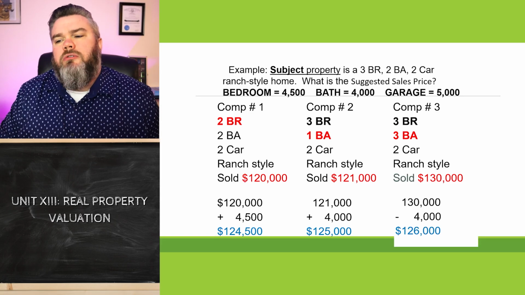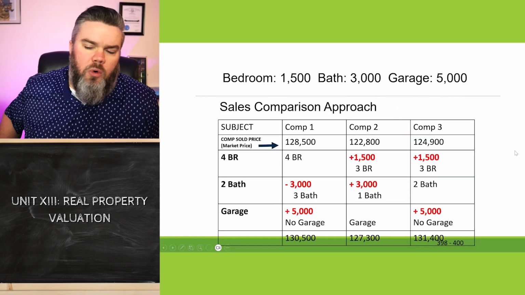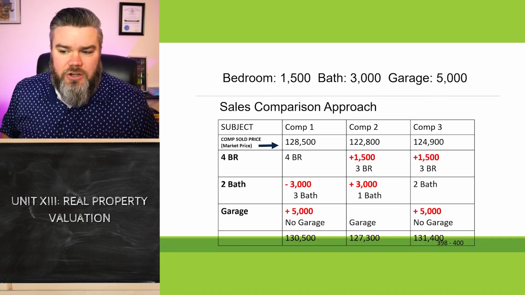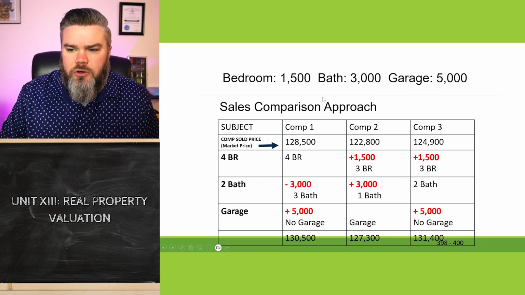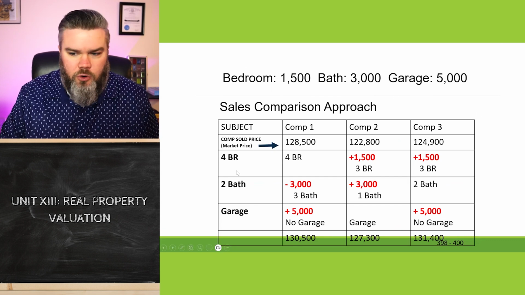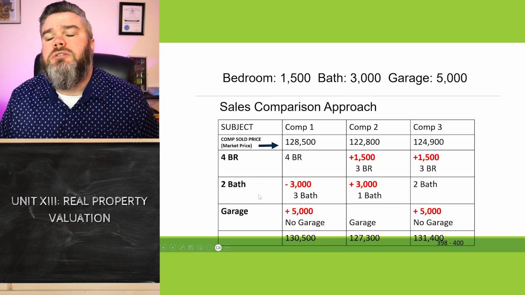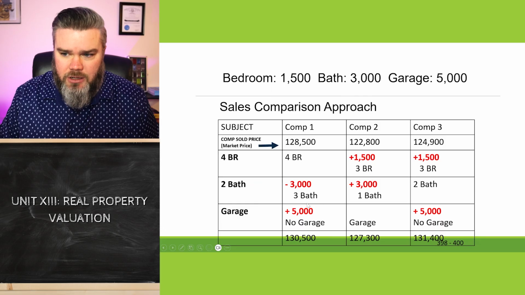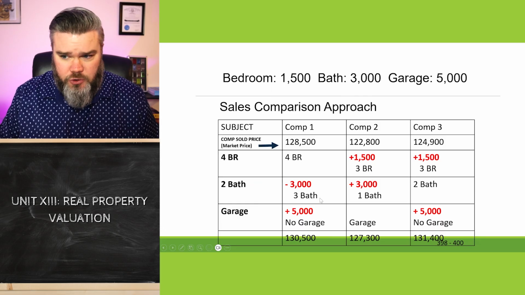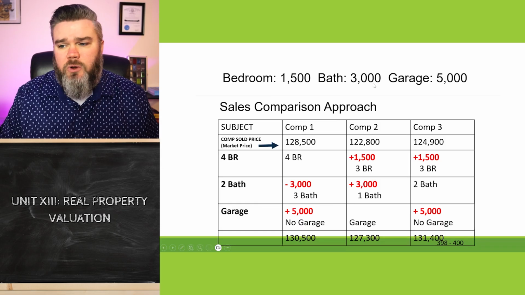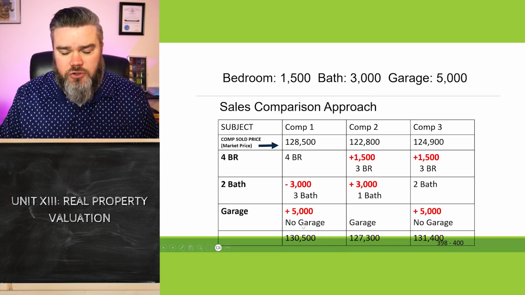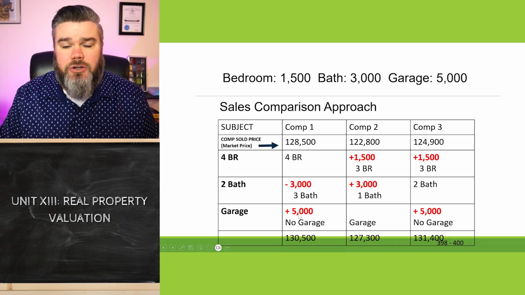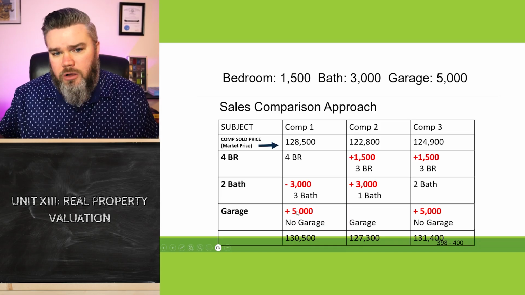So let's take it 1 step further, folks, because obviously we're just looking at 1 feature in that example, but it's really no different if we were looking at multiple features that were different. So here you've got a subject property off to the left, 4 bedroom, 2 bath, a garage. Comp 1, 4 bedroom. So that's the same as the subject, no adjustments needed. 3 bath versus the 2 bath. Superior, subtract $3,000. Garage versus no garage. Inferior, add $5,000. And so you're making adjustments for each feature, not the overall comparable.